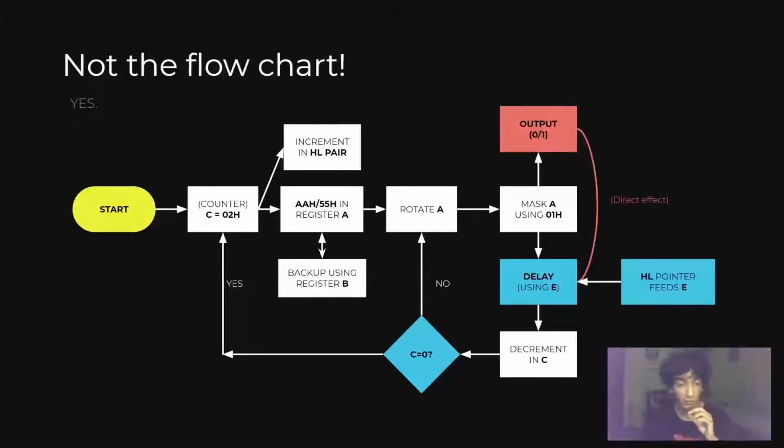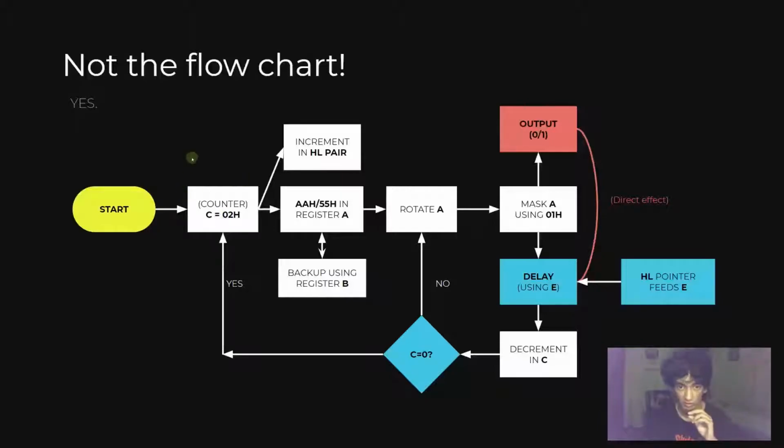So the flow chart of this program: we start, and then the first thing we do is initiate a counter. This counter I have initiated to 2. Why 2? Because the square wave alternates between two states, 1 and 0. So this will loop a square wave.